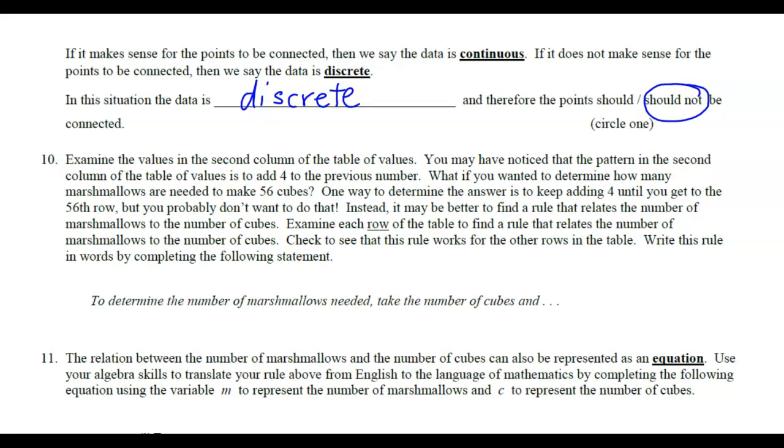So, Seth, what did you say? Okay, so let's go back to, in terms of words, 4 times what did you say x would be then? Right. So take the number of cubes and multiply by 4. And then what do we do, Seth? Right. Okay, multiply by 4 and then add 8. Now, does that make sense though?